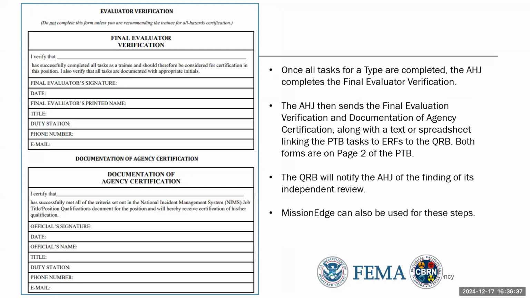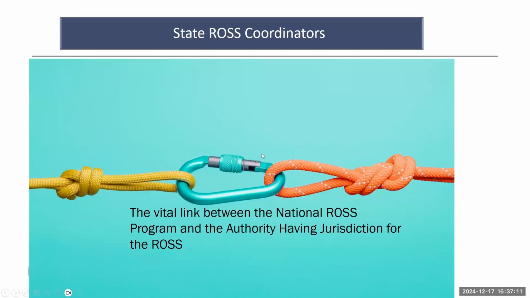The other steps of final evaluator verification and agency certification are actually easier done in Mission Edge. And yet you could do it in paper too. That's how a lot of the people that do this on a regular basis, like wildland firefighters, people in, for example, the Department of Energy, all of them have PTBs. They fill out forms oftentimes, and they're just starting to change to automated methods, just like we are.